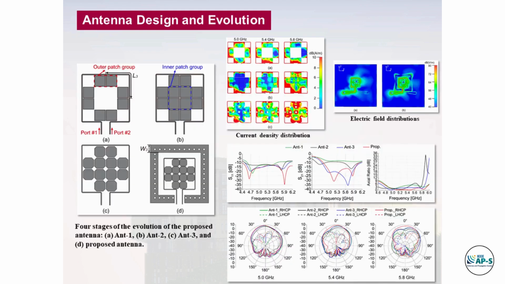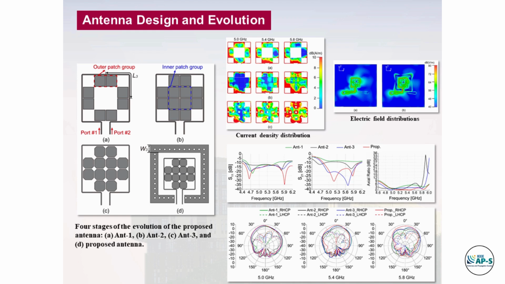This page shows the design evolution and operating mechanism of the proposed antenna. At first, the proximity-coupled series-fed technique has been introduced for the boresight dual CP operation at a lower operating frequency, which is indicated as antenna 1. Then, we introduce the inner patch group and corner truncation, which are indicated as antenna 2 and antenna 3, respectively.